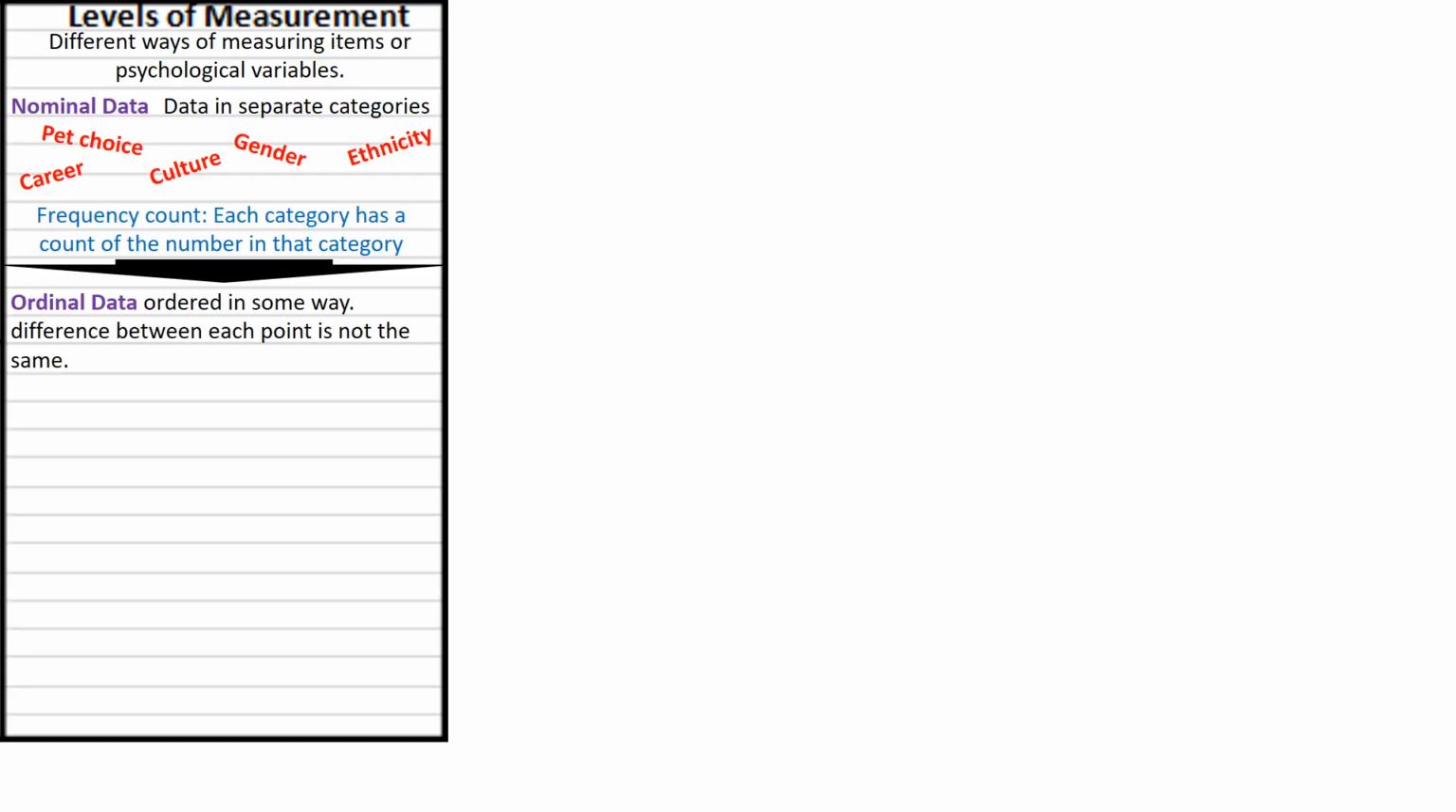The next level up would be ordinal data. So this is data that we could order in some way. We're not going to say that the difference between each point is the same, but we can say that one is perhaps more than the other or less than another. So an example could be a Likert scale. This is like a scale usually between 1 to 7, though maybe 1 to 10 or 1 to 5. And you could use it to record, for example, happiness. How happy do you feel on a 1 to 7 scale?